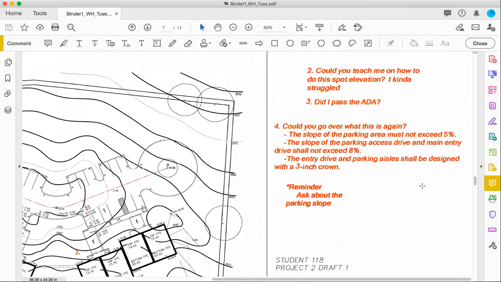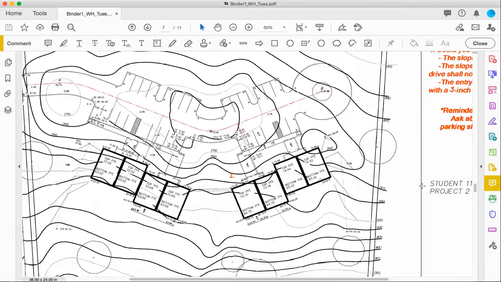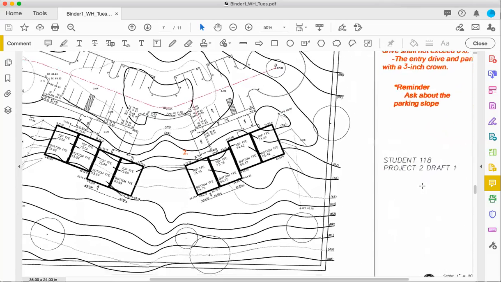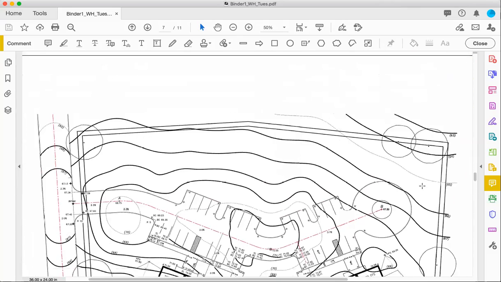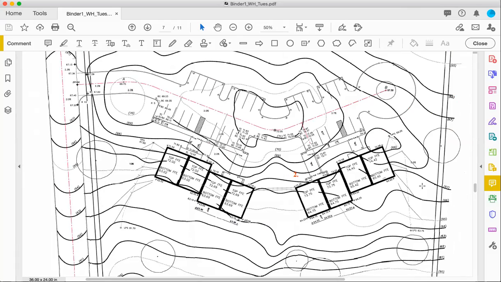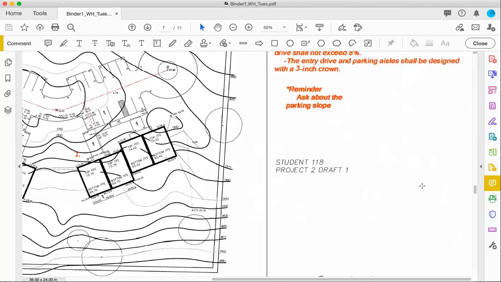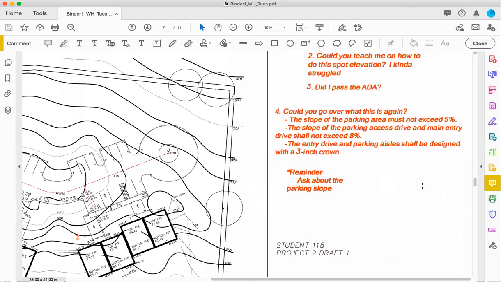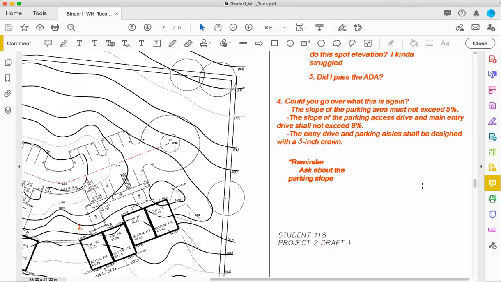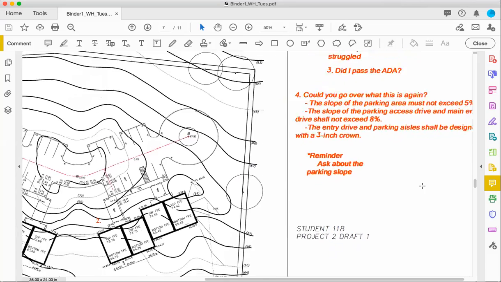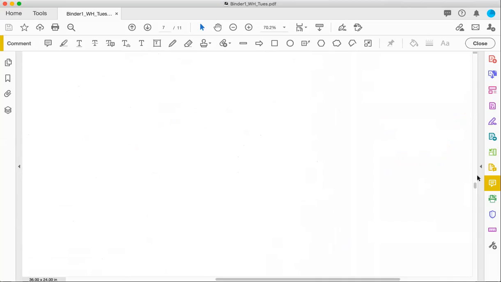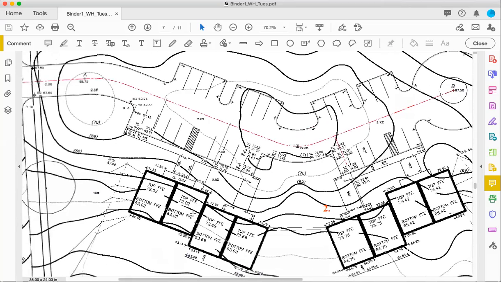Past the ADA, go over what this is again. Where's the number 4? I don't see a number 4 here. Oh, I didn't do that. That's just a general question about the requirements. Slope of the parking lot area must not exceed 5. Slope of the parking lot access drive, the entry drive of the parking lot, design with a 3-inch crown. If you have designed this slope as 2%, you don't need to worry about the crown.